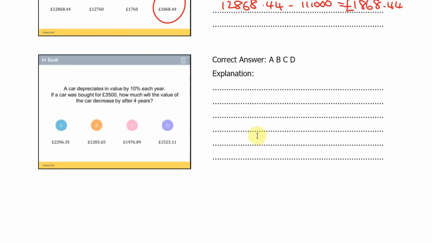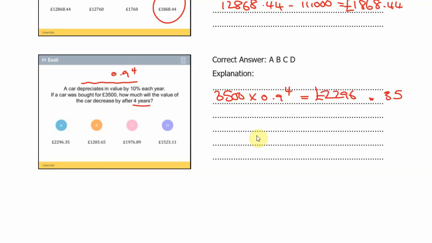Question 3 was another weakly answered one again, I think just because of a misreading of the question. So with it depreciating by 10%, we want to times it by 0.9. And with it being 4 years, we want to do that to the power of 4. So our starting value times 0.9 to the power of 4. That is going to get me £2,296 and 35 pence.